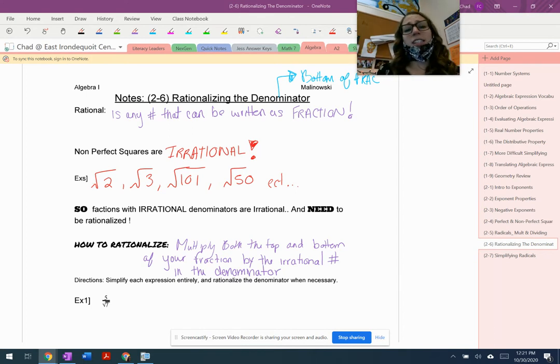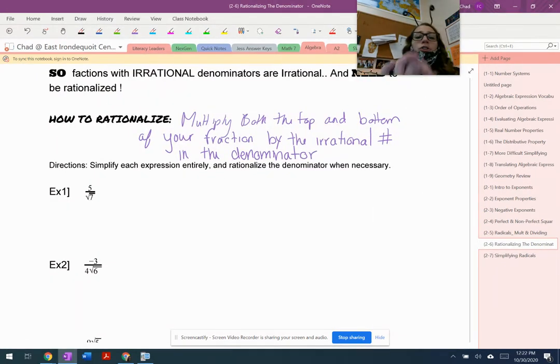So, rationalize the denominator, 2-6 algebra example number 1. Okay, there we go. We just learned in our last video that in order to rationalize a denominator, you need to multiply both the top and the bottom of your fraction by that irrational number in the denominator. It makes sense that we have to multiply both the top and the bottom by something because otherwise it wouldn't be equal, just like when we are finding common denominators with our little fractions.